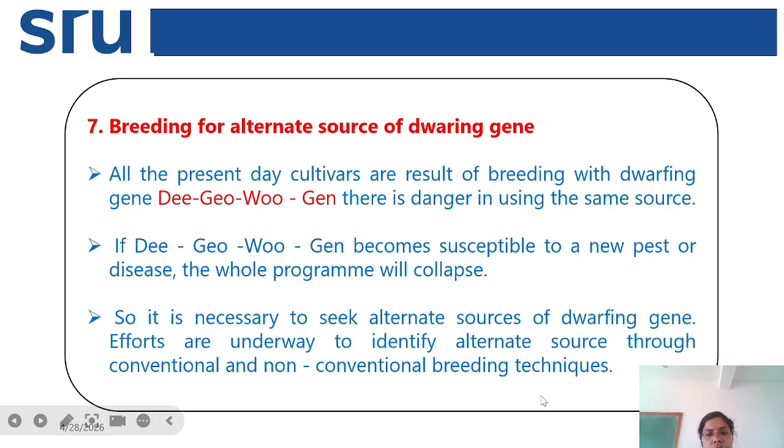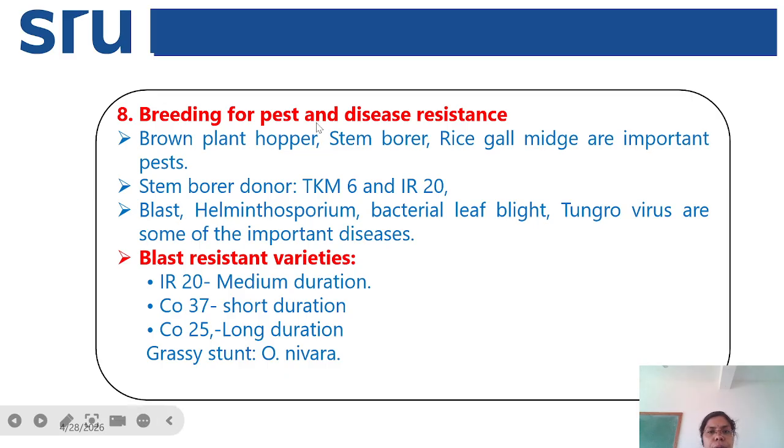This can be done. This alternate source we can develop using conventional and non-conventional breeding techniques. And next is breeding for pests and diseases. Generally, the major pests in paddy are stem borer, brown plant hopper, and rice gall midge. These are the three important pests present in the rice crop.